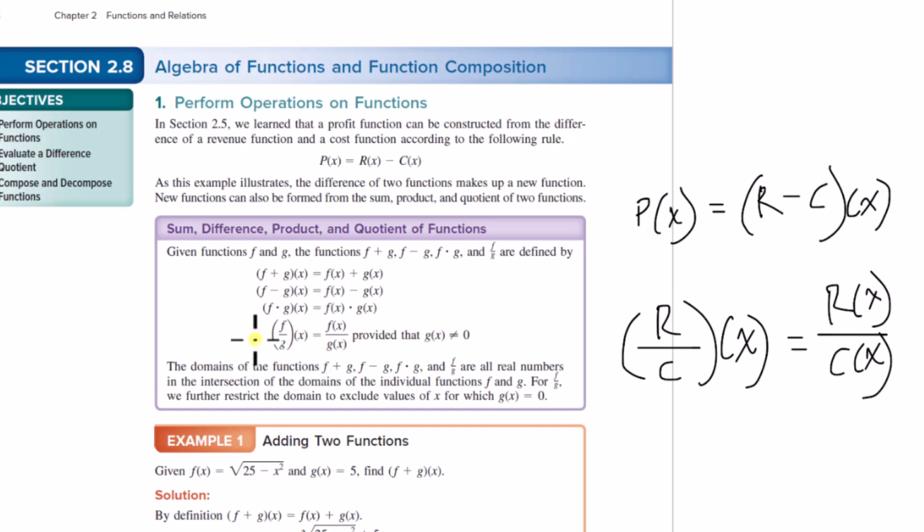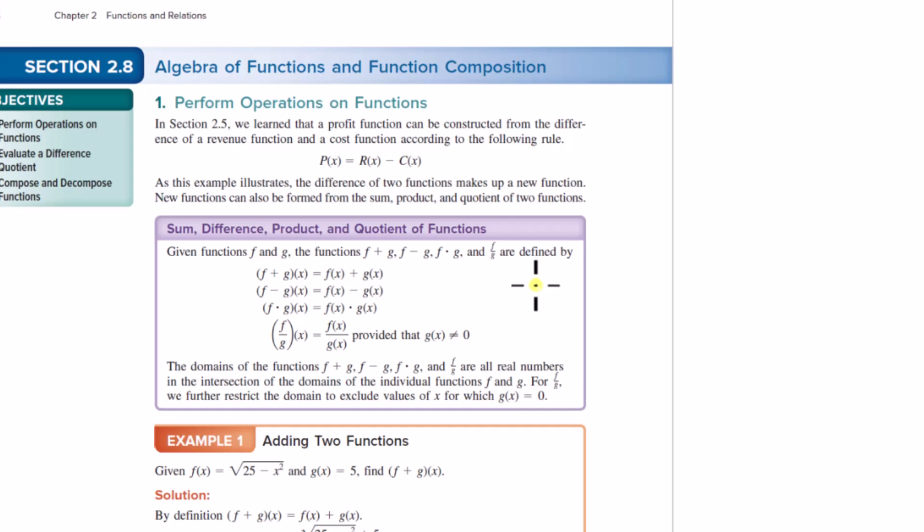But what about the domains of the resulting function? Well, here's the rule for the domains. It's really simple. For any combination of functions, it's all the same if you're adding, subtracting, multiplying, or dividing, if you're combining them in any kind of algebraic combination. So let's come back to here again. If you're doing (R minus C)(x), what's the domain of this?